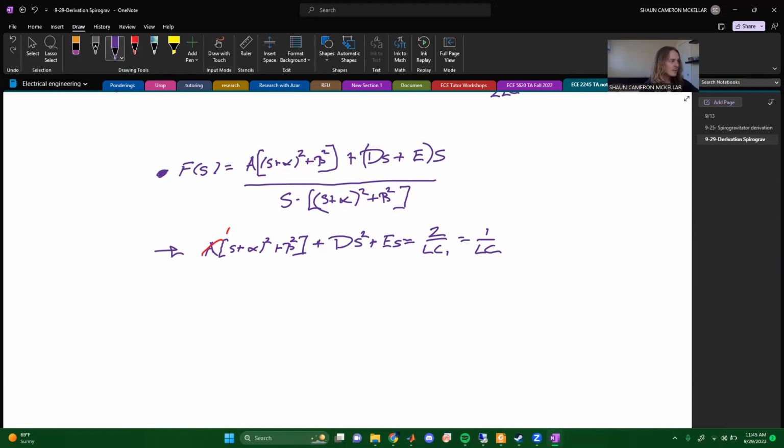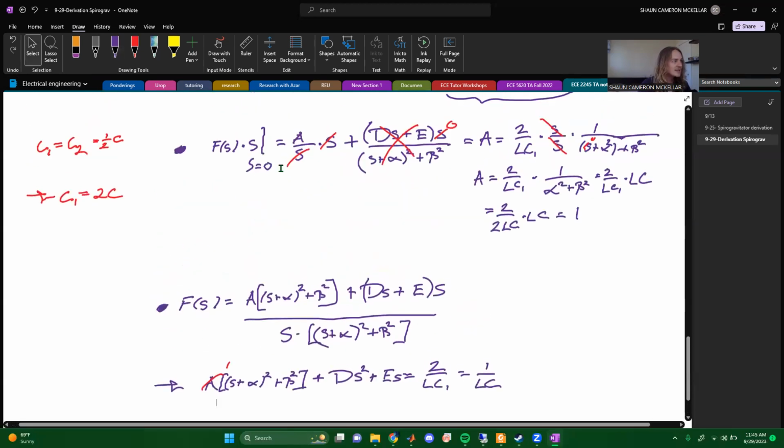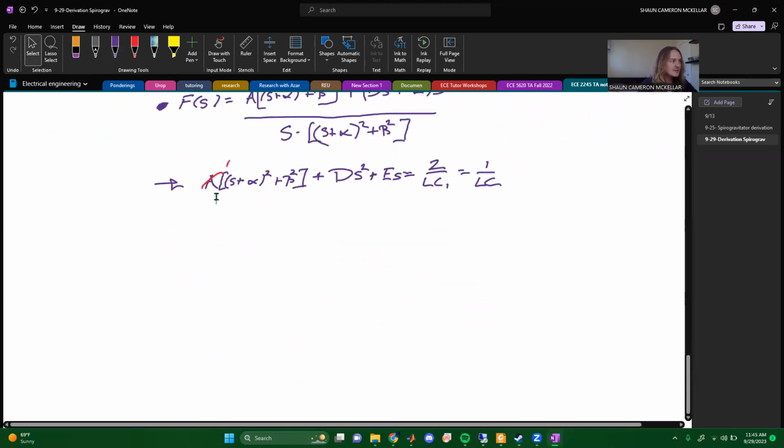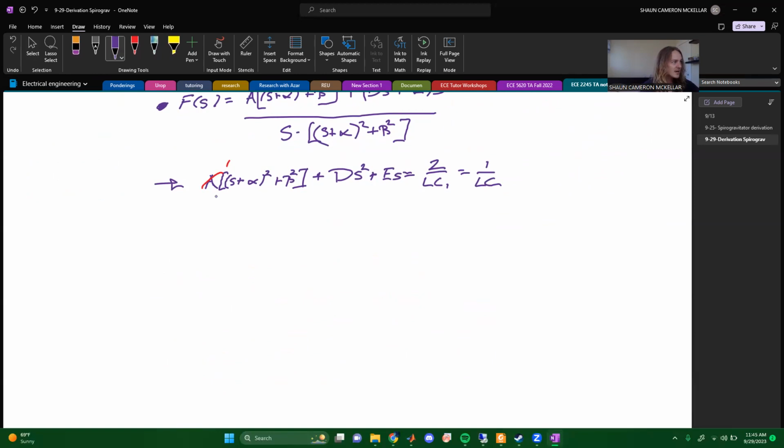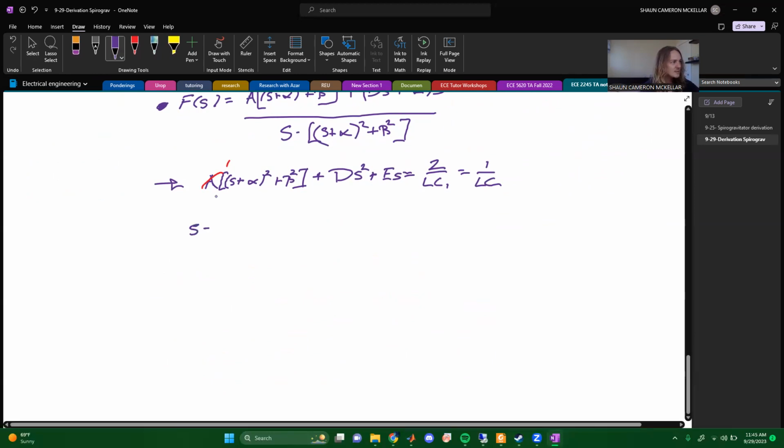So now what I have to work with is all of this stuff. And in this case, what we should do is try out different s's. Now remember, up here, we already tried s equals 0, which got us the A term. So now let's just try s equals -1 to start with.